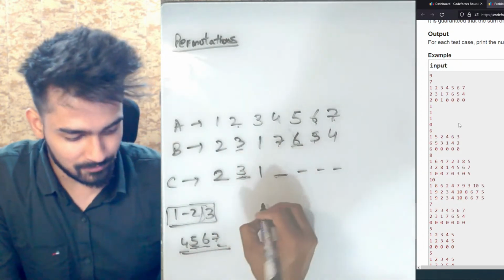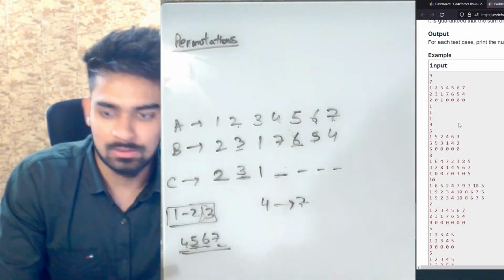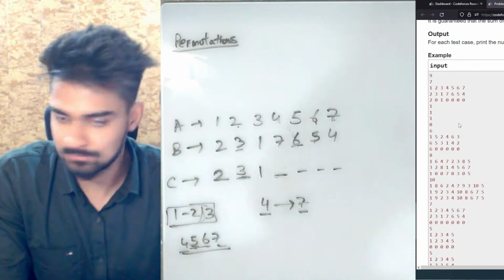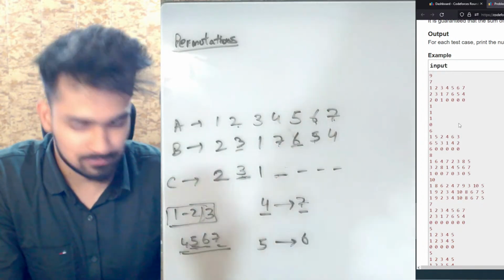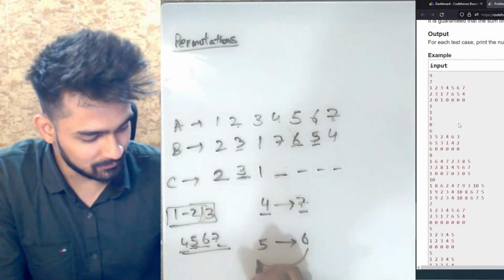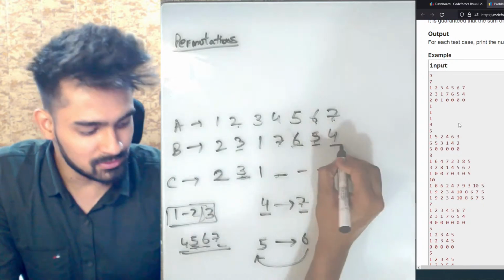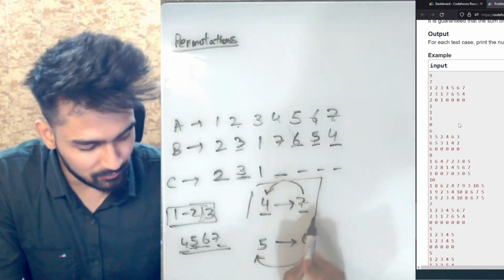This value says either have a 4 or have a 7. So basically 4 is dependent upon 7. This value says that 5 is dependent upon 6. This value says that 6 is dependent upon 5. This value says that 7 is dependent upon 4. So in turn, if you see, we have two cycles.